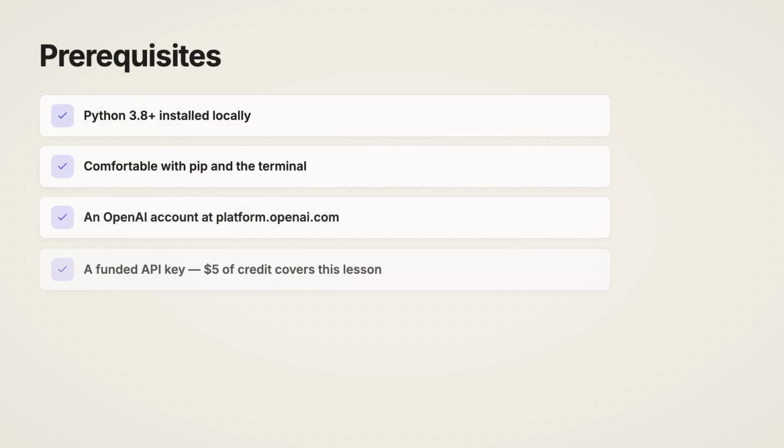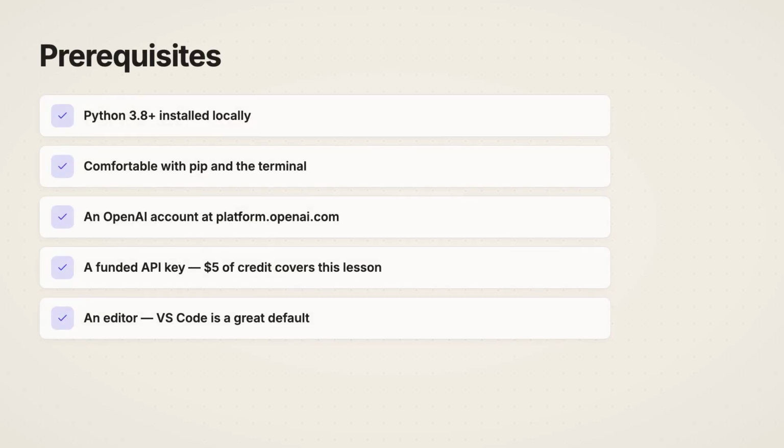5 things to have ready. Python 3.8 or newer, comfort with pip and a terminal, a free OpenAI account at platform.openai.com. A funded API key, $5 of credit is plenty for everything we'll do. And any editor you like, VS Code is a great default.